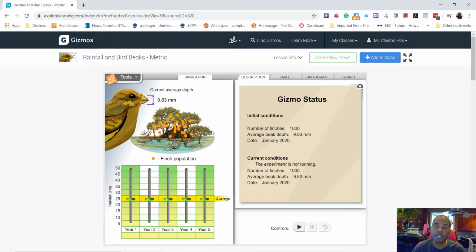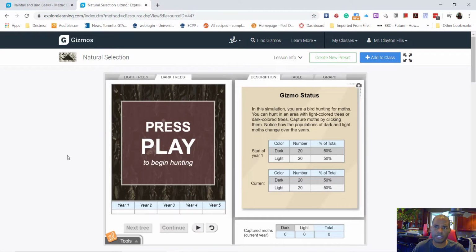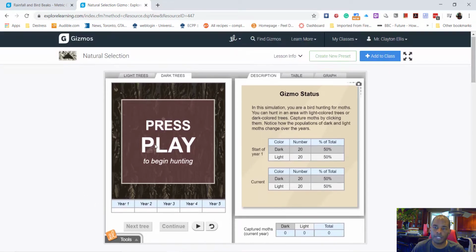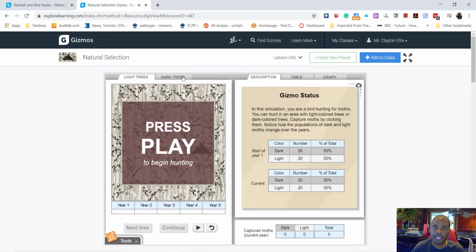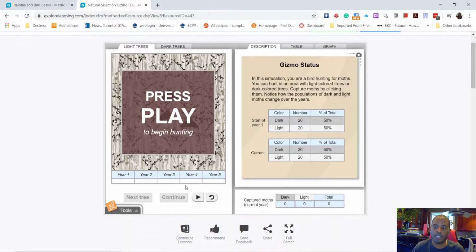When you log into the Explore Learning Gizmos, one of the first things that you'll be looking at is this gizmo here, and it's called the Natural Selection Gizmo. You're doing this before you do any lesson. In this Natural Selection Gizmo, you are going to have light trees and dark trees. So start with the light trees, and you are going to hit play.